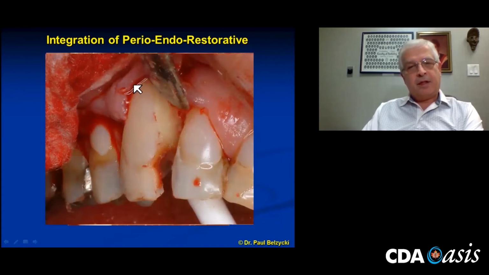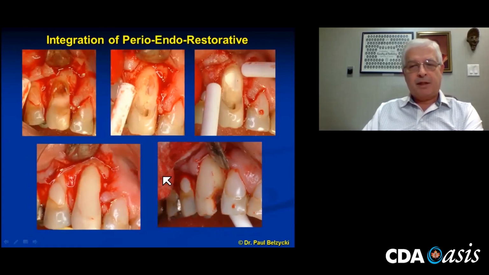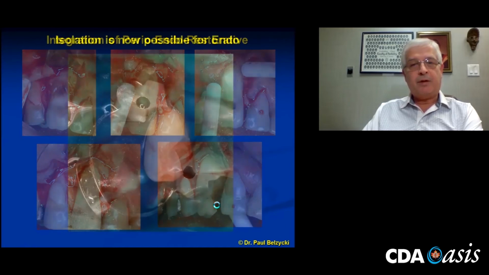The decay was removed from the mesial aspect. And here you can see the progression from wondering, could I keep this tooth, removing the decay, covering the canal, and getting some sort of restoration, and then going on to do the endo.